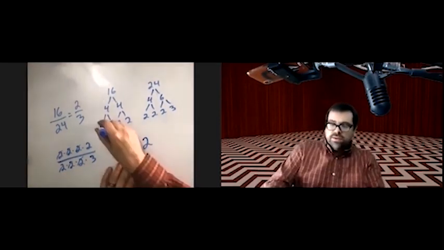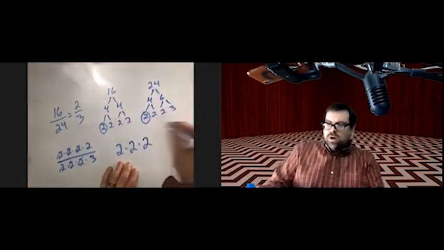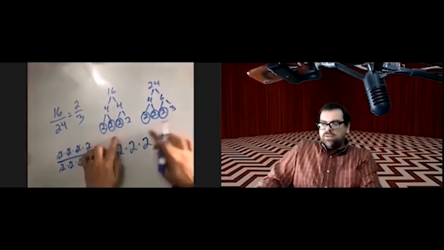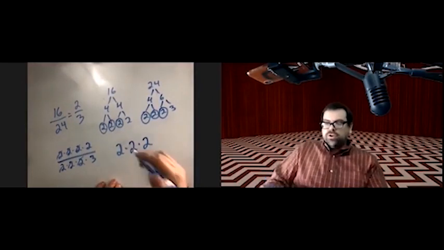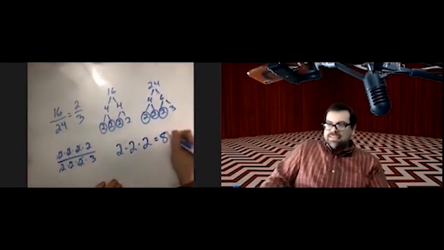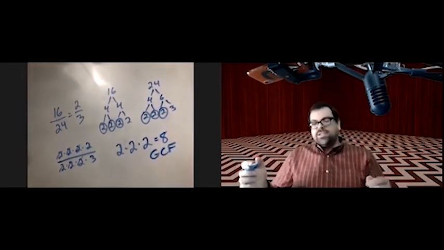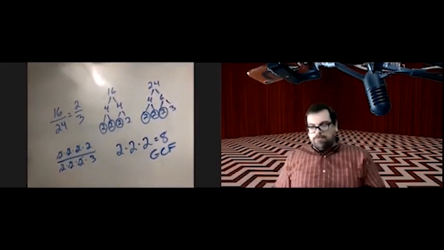In fact, 1, 2, 3 sets of 2's are what we have in common to 16 and 24. 2 times 2 times 2 is 8. We call 8 the GCF, the greatest common factor of 16 and 24.